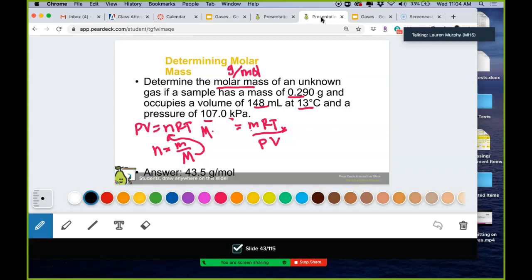Now, there is actually another way to do this problem. I don't care which way you do it. You do the way that makes most sense to you that you could figure out on a test. Anybody know what the other way to do this problem is?